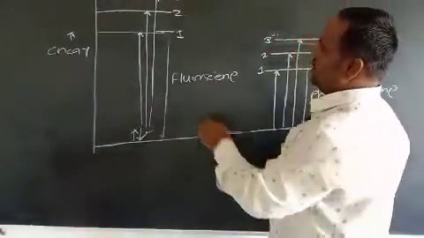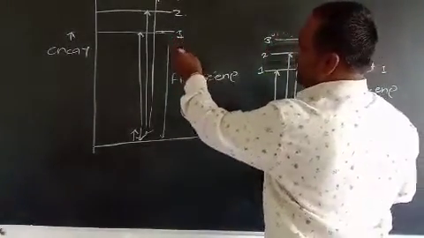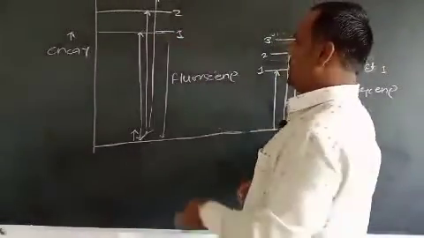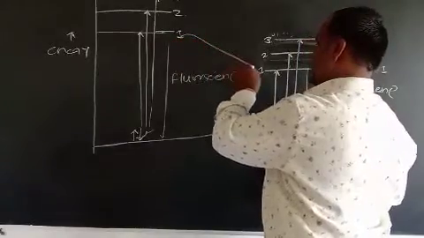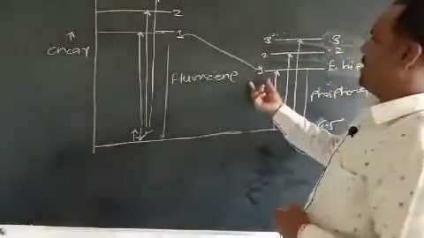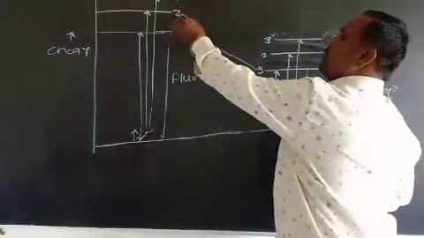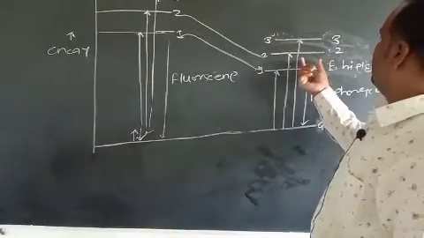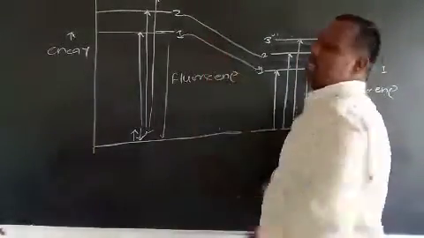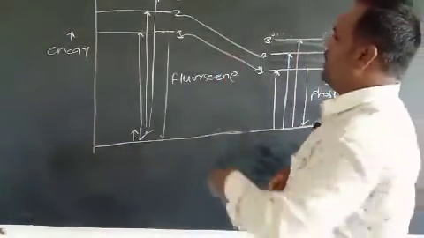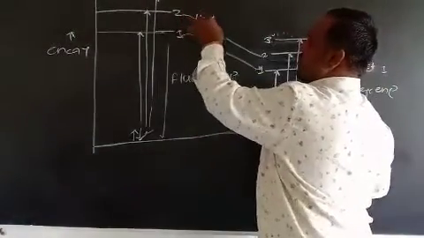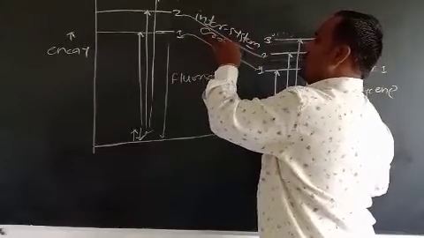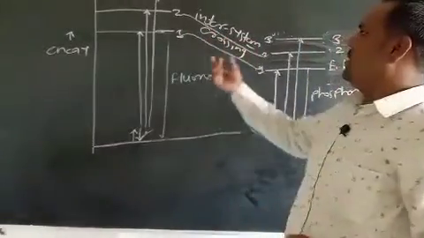Another possibility is that if the molecule is present in the excited singlet first, it will go into the excited triplet first, or if the molecule is present in excited singlet second, it will go to excited triplet second. Such a transformation is called inter-system crossing. Such a process is called inter-system crossing.